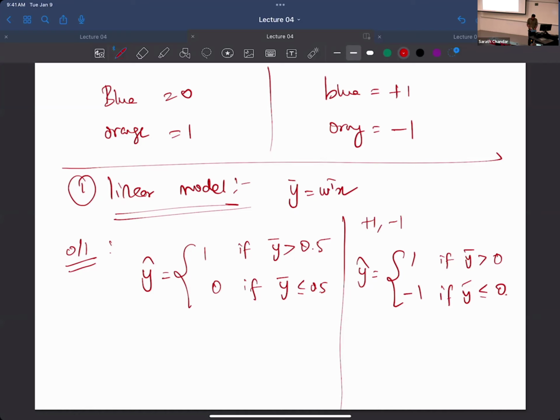So when my W transpose X is exactly equal to 0.5, that is my decision boundary. That's a line. W transpose X equal to 0.5 is a line. I draw this line. Anything above the line is class 1, anything below the line is class 0. Similarly, the decision boundary for the +1 -1 case is W transpose X equal to 0. Is that clear? Okay, so let's see how this looks.